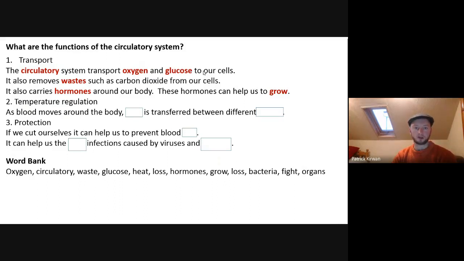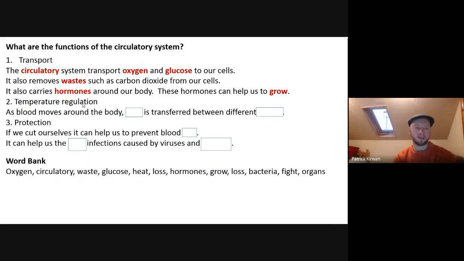So we're transporting oxygen and glucose to our cells because the cells need those to get energy, and that's in a process called respiration. We'll learn about that later. So blood carries oxygen and glucose to our cells for respiration, and then in respiration it produces a waste substance which is called carbon dioxide, and that carbon dioxide leaves our cells and goes into our blood, and then that's transported to our lungs and we breathe that out. But it also carries around things like hormones which help us to grow.